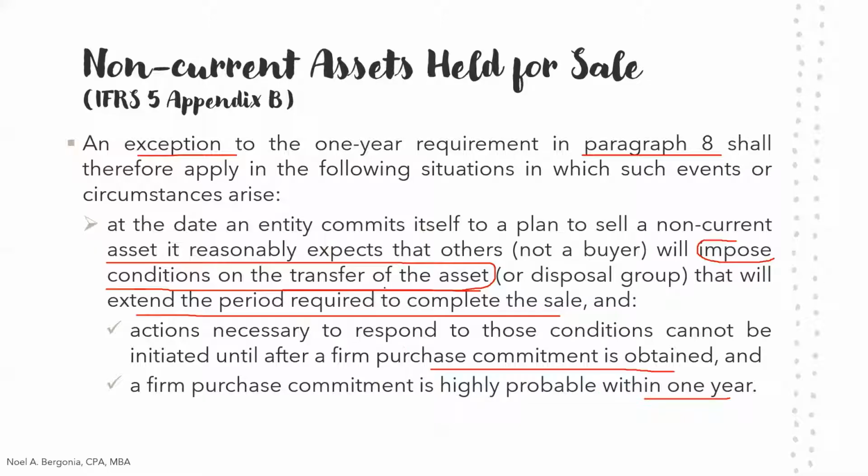Okay, so don't be confused. So it's an exception to the 1-year requirement, okay, but the firm purchase commitment is still highly probable within 1 year. Okay, they want to sell it within 1 year, but unfortunately because of nga po imposed conditions, then it would have some sort of exceptions on the 1-year requirement natin.